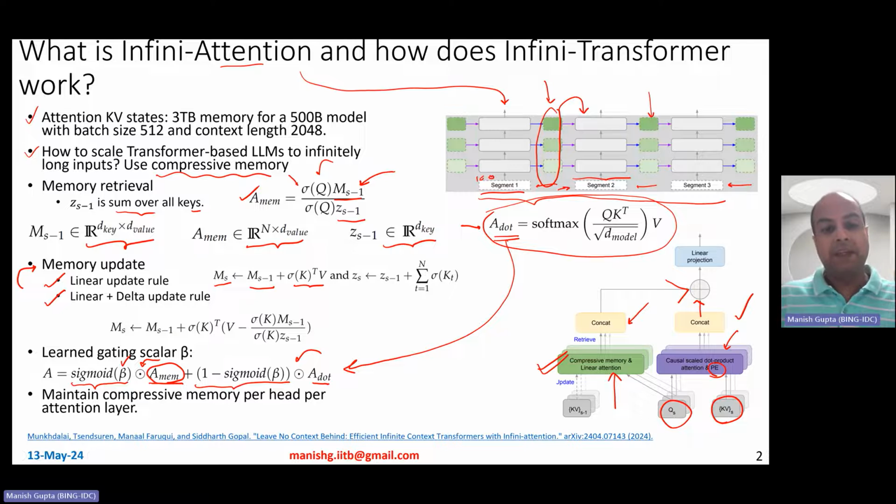Okay. So there are these two update rules for the memory: the linear update rule and the linear plus delta update rule. Z S is updated in the same way, but M S is updated in two different ways. Okay.